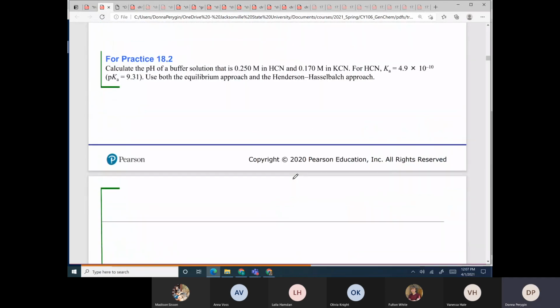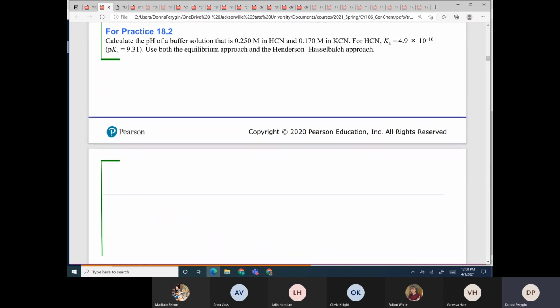Okay, so let's work practice 18.2, and I guess I'll go ahead and work this one both ways. So it says use both the equilibrium and the Henderson-Hasselbalch approach, which is why I didn't work that second for the previous practice problem, because we're going to be doing so many different problems like that. So I thought I could just save a minute. We've got so many problems in this chapter. All right, so let's see. This is for practice 18.2.